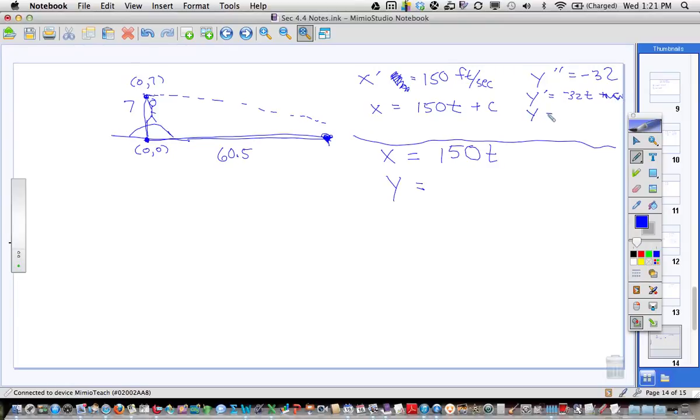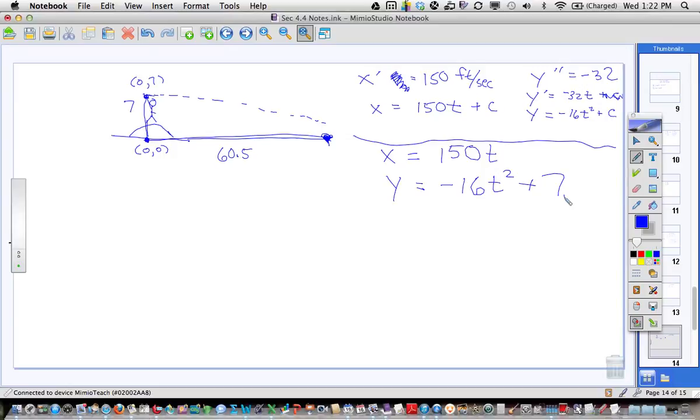So now we do the antiderivative again. T squared plus c. What's that c going to be? That's the starting y value, which is 7. So when t is 0, c is the y, the starting height, that's got to be 7. So our y equation is negative 16 t squared plus 7. So we could build those equations. So what we have then is a parametric equation of the path of this ball.